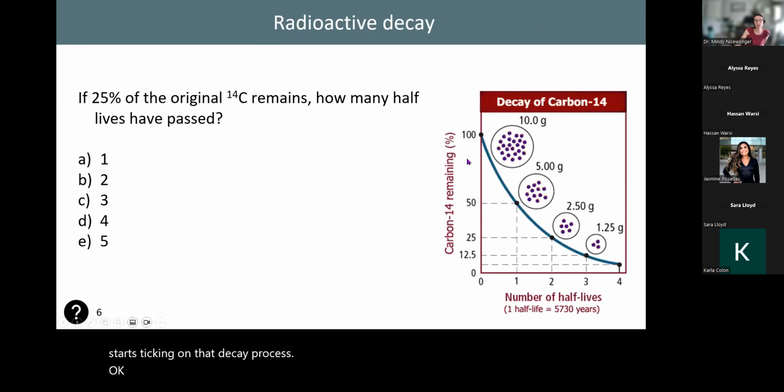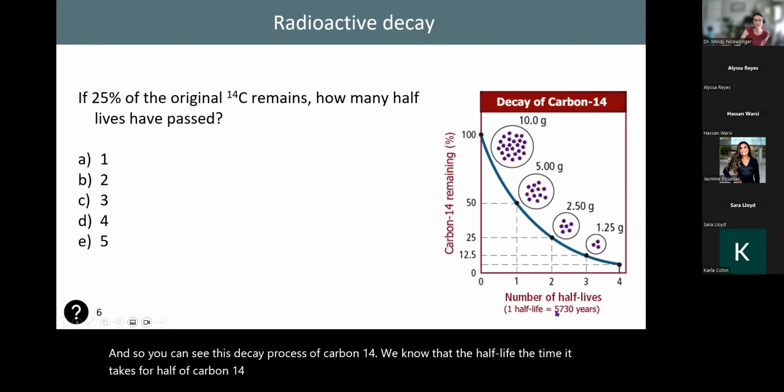If we start with some known amount of carbon-14, or just 100% carbon-14, after one half-life, there's 50% of the original carbon-14 remaining. That 50% got turned into nitrogen-14. And so you can see this decay process of carbon-14. We know that the half-life, the time it takes for half of carbon-14 to decay, is about 5,730 years.